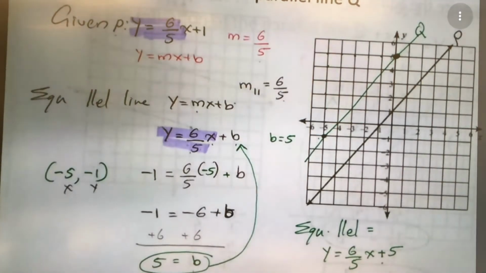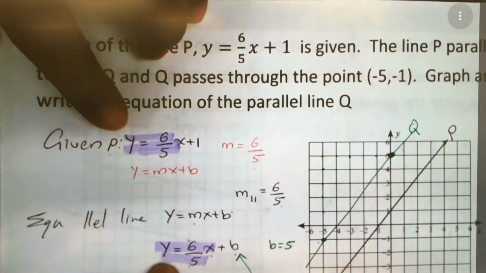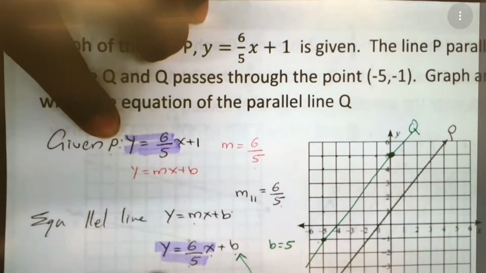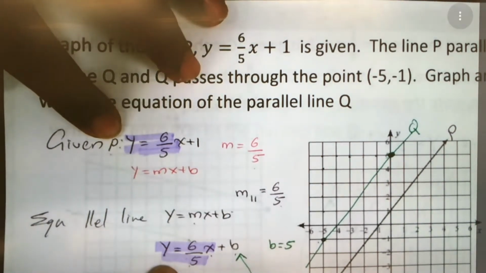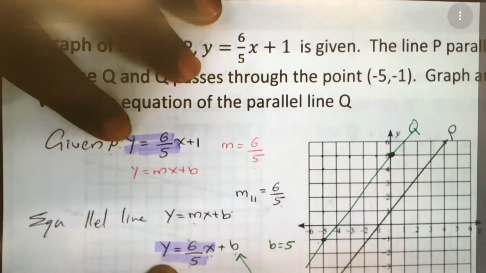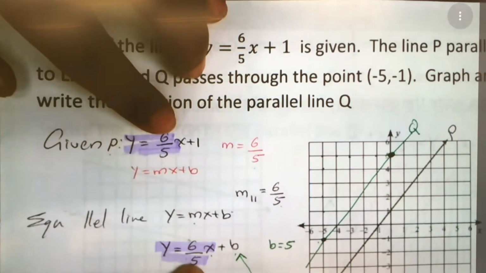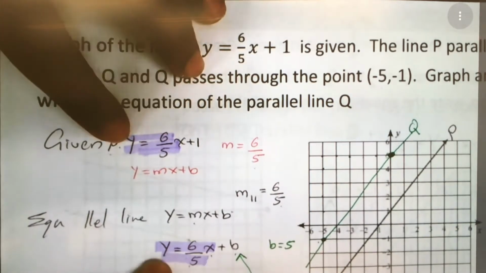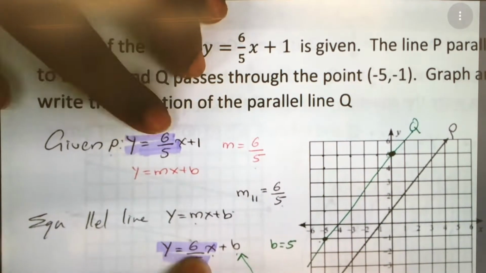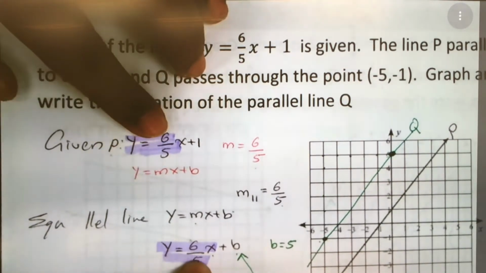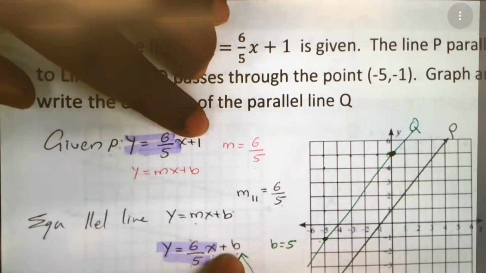I want to show you one more thing. You know that these are two lines: this is the given line P, and this is the equation of the parallel line I want to find, y equals 6/5 x. Both lines are parallel, so this part will be the same. The slope part will be the same. The only difference is in the y-intercept.